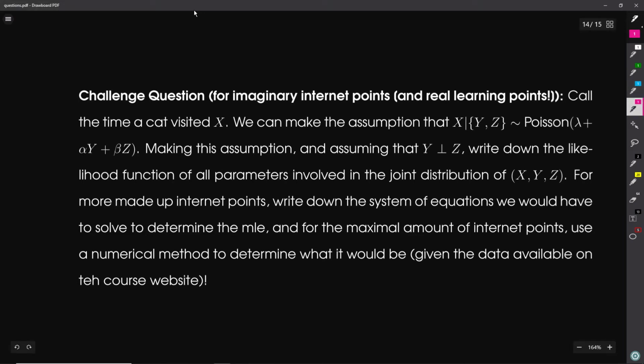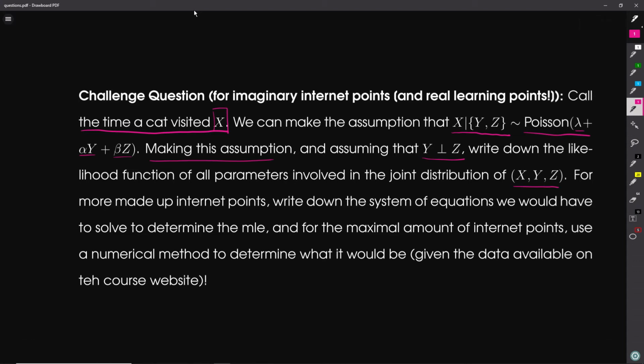And so we're considering for a moment that cat visits data again. Okay, and what we're going to do is we're going to call the time that the cat visited to be this random quantity x. And we're going to make the assumption that x given y and z is a Poisson random variable, where the parameter is lambda plus alpha y plus beta z. If we make that assumption and we still assume that y and z are independent of each other, what we want to do is write down the likelihood function of all of the parameters involved in the joint distribution of x, y, z.